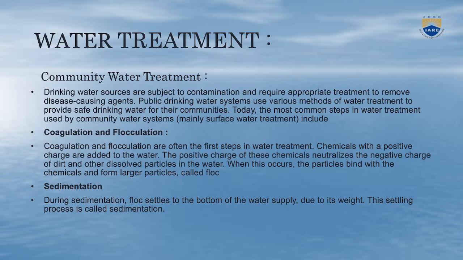Coagulation and flocculation are often the first steps in water treatment. Chemicals with a positive charge are added to the water. The positive charge of these chemicals neutralizes the negative charge of dirt and other dissolved particles in the water. When this occurs, the particles bind with the chemicals and form larger particles called floc. Sedimentation. During sedimentation, floc settles to the bottom of the water supply due to its weight. This settling process is called sedimentation.